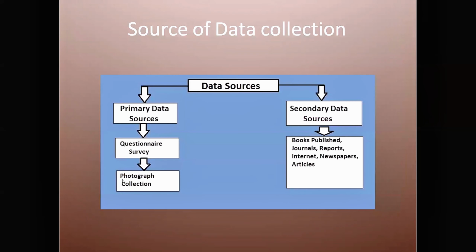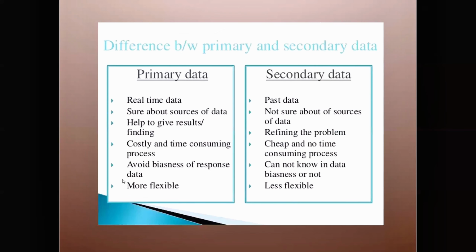Now, source of data collection. We talked about primary data, and primary data talks about the questionnaire, interviews, survey, any means we want to use. We have our secondary data also, that talks about whether you get it from somebody's website, a published journal, a report, the internet or articles. There are so many ways of getting our secondary data.